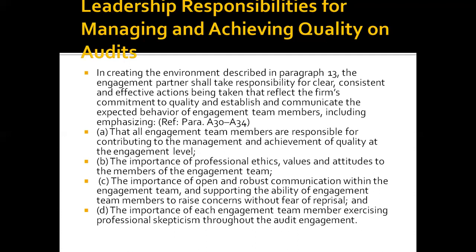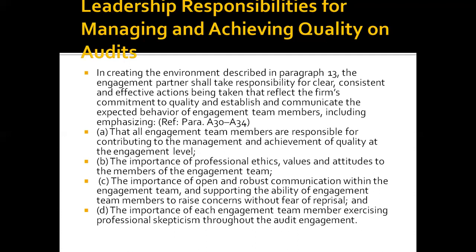Our values as an audit firm, all right, that has to be communicated and embodied by every member of the team. C, the importance of open and robust communication within the engagement team and supporting the ability of the engagement team members to raise concerns without fear of reprisals. Now, so people should be free to talk, right? So in an audit firm, on an audit engagement, if you see something, say something. Somebody is trying to bribe you, somebody is trying to intimidate you, on the job, on an audit engagement, right, sharp, okay?